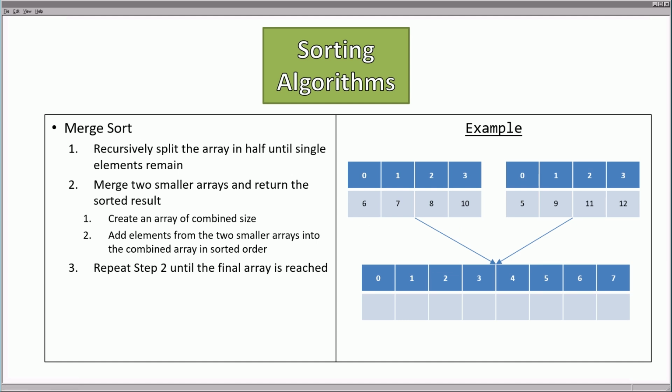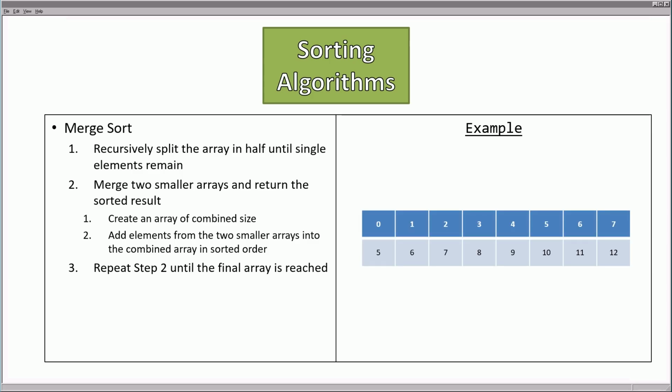Finally, we merge these arrays together. 5 is less than 6. 6 is less than 9. 7 is less than 9. 8 is less than 9. 9 is less than 10. 10 is less than 11. Now we've exhausted everything in the left array, add everything from the right, and now we have a fully sorted array.